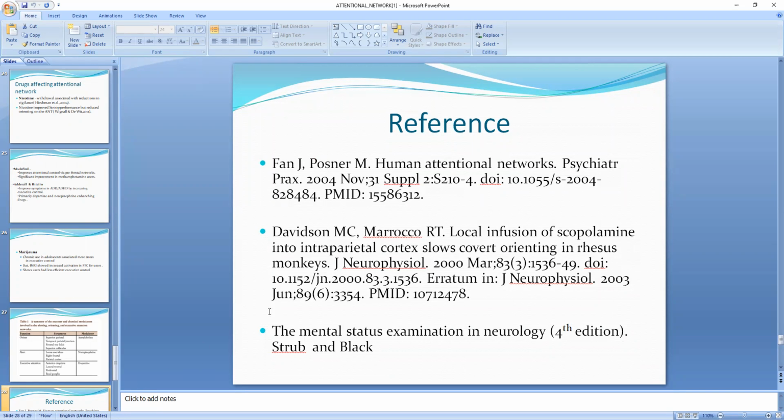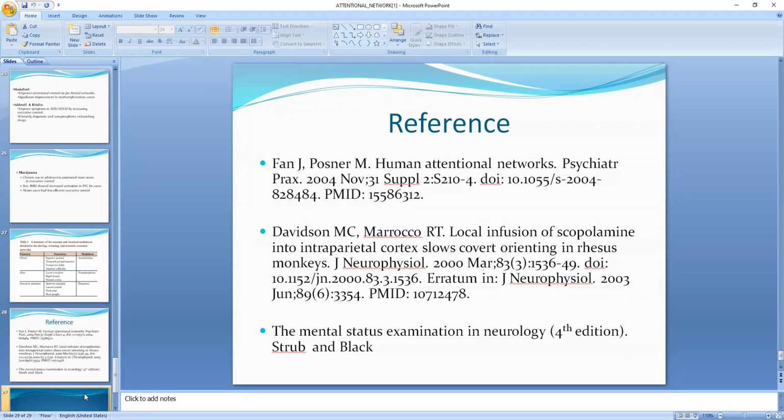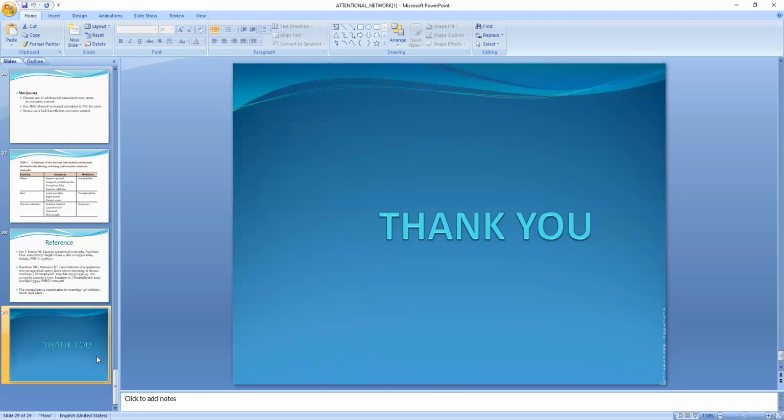References. This data has been taken from the theory given in the article by Fan and Posner. Alertness is lateralized to the right frontal.